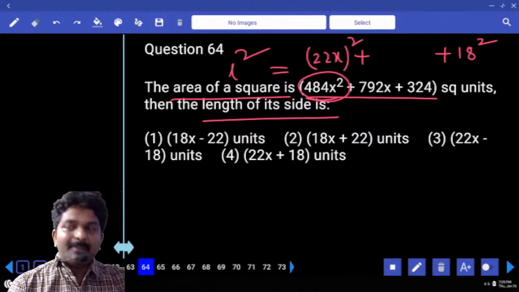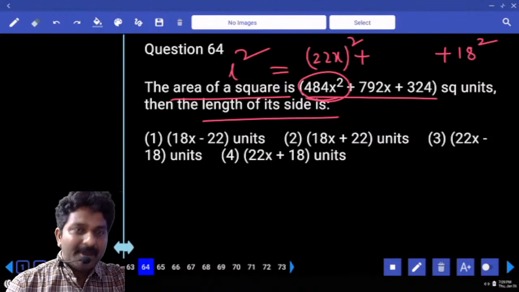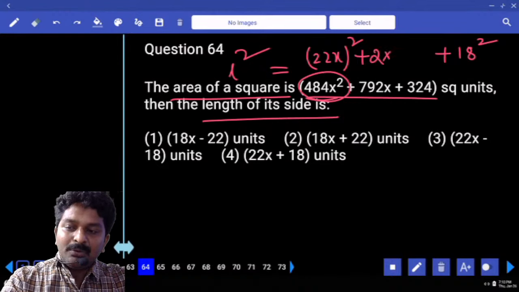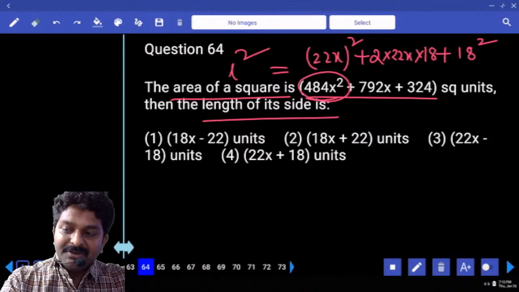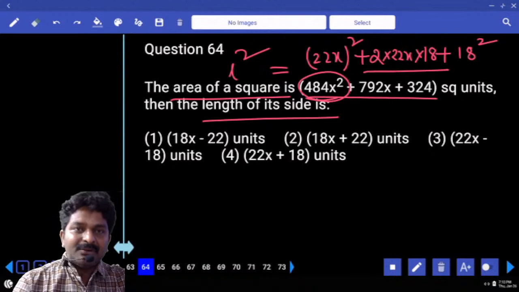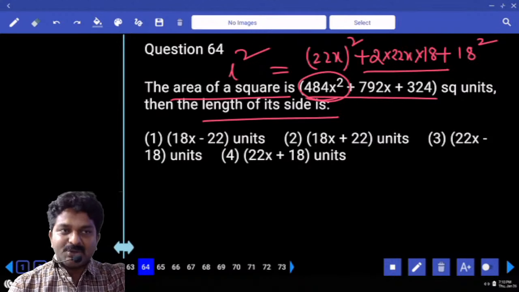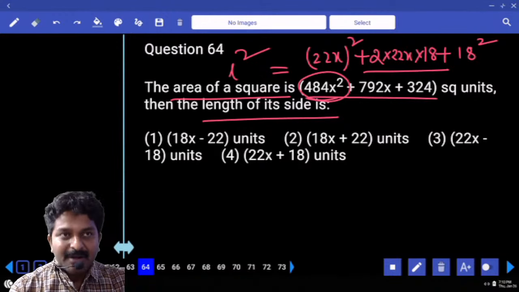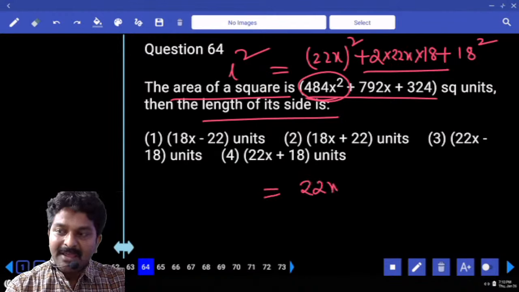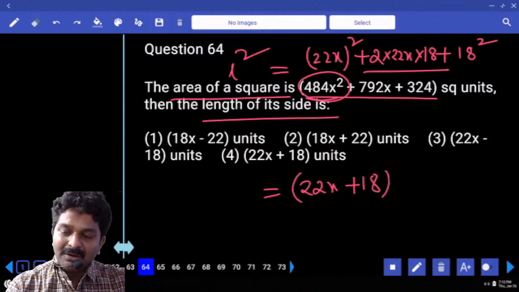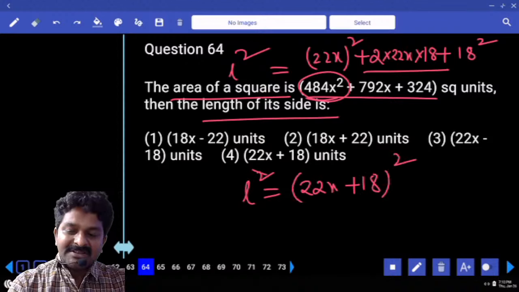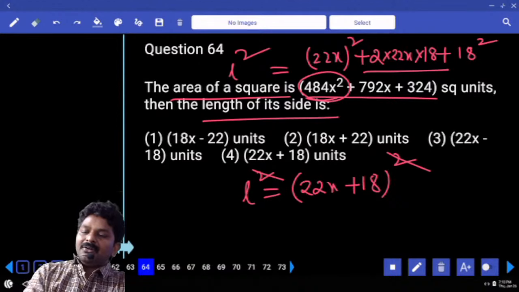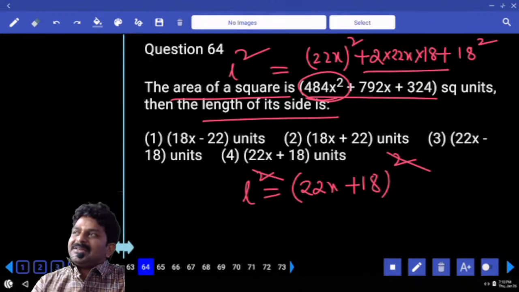It is already in the form of a square plus b square. Let me write it as 2ab: 2 into 22x into 18. And if you simplify this, that is equal to 792 only. If you are not confident, just go and verify with the 9 multiplication rule and then last digit verification. So it is in the form of a square plus b square plus 2ab. So you can write it as a plus b whole square is equal to L square. Then L is equal to 22x plus 18.